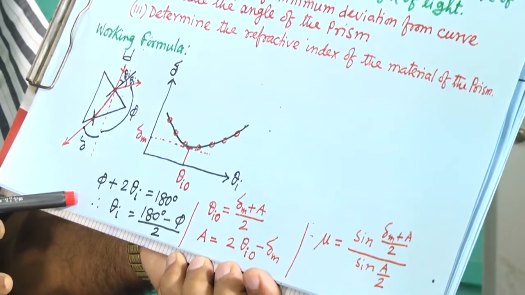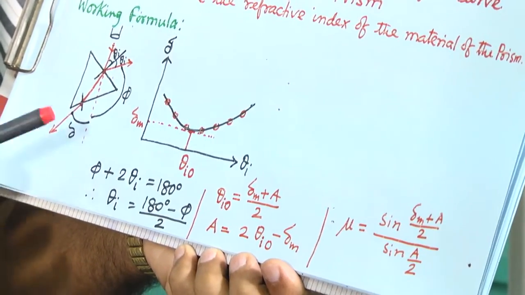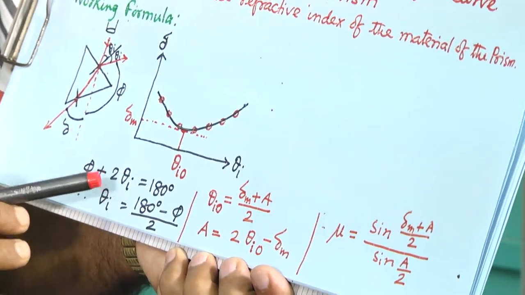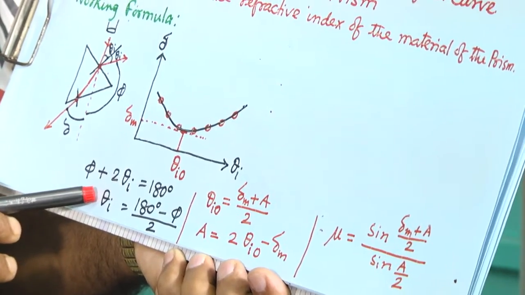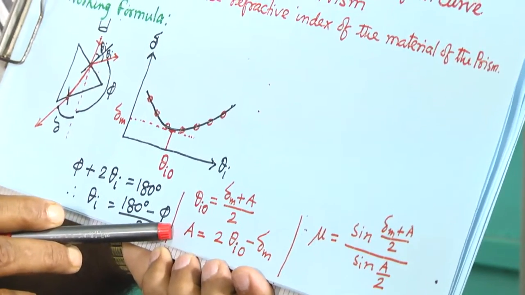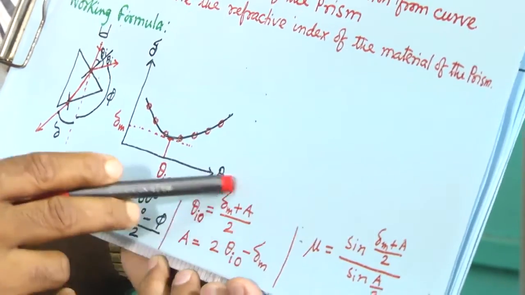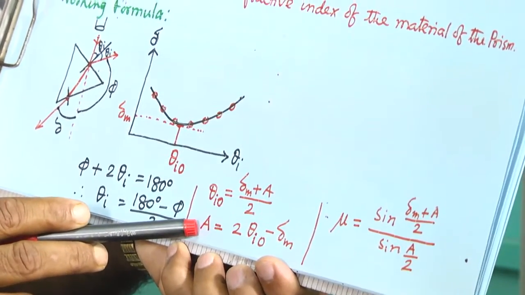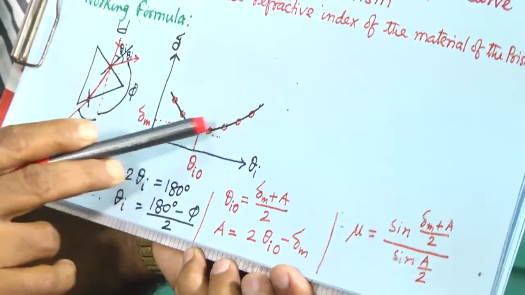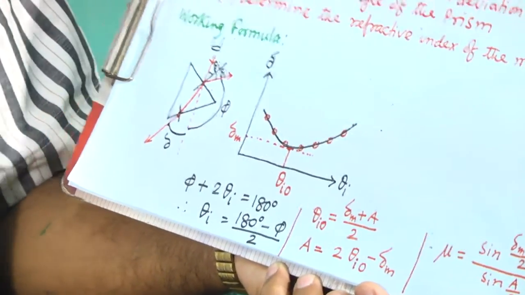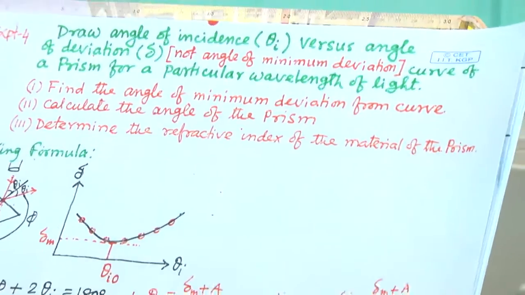We have already done the experiment on how to measure the angle of prism and how to measure the minimum deviation, right. Without using that method, one can separately find out the angle of prism and the minimum deviation from this curve and calculate the refractive index of the material. Okay. So, let us do the experiment.